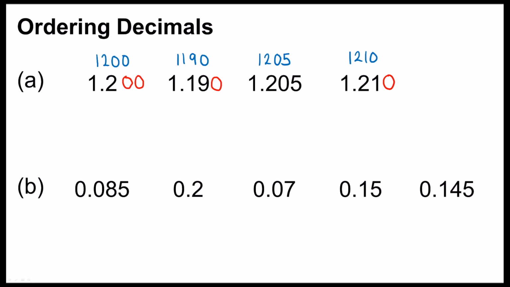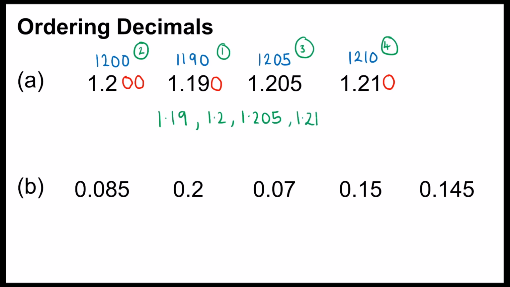Assuming I want to put the numbers in order from smallest to biggest, that now means that the smallest number is 1190, then 1200, 1205, and finally 1210. The final thing that we need to do is write the numbers in order, but we need to remember to write them in their original form. So that gives us 1.19 at the start, followed by 1.2, 1.205, and then finally 1.21 at the end. That is our set of numbers in order.